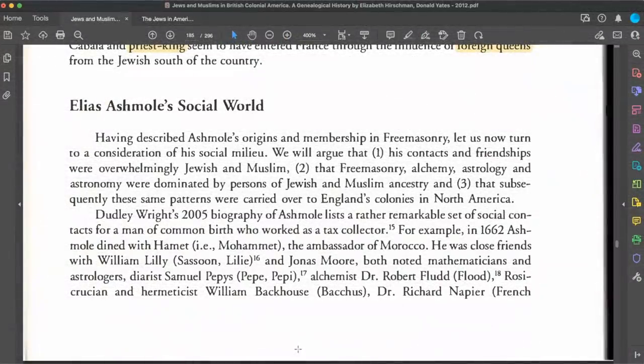And we continue in the book, Jews and Muslims in British Colonial America, a genealogical history. We're in the last chapter, chapter 10 of this book. It says here, Elias Ashmole's social world. Remember, Ashmole is Ishmael. Having described Ashmole's origins and membership in Freemasonry, let us now turn to a consideration of his social milieu. We will argue that, first, his contacts and friendships were overwhelmingly Jewish and Muslim. Okay? Second, that Freemasonry, alchemy, astrology, and astronomy were dominated by persons of Jewish and Muslim ancestry. And three, that subsequently these same patterns were carried over to England's colonies in North America.